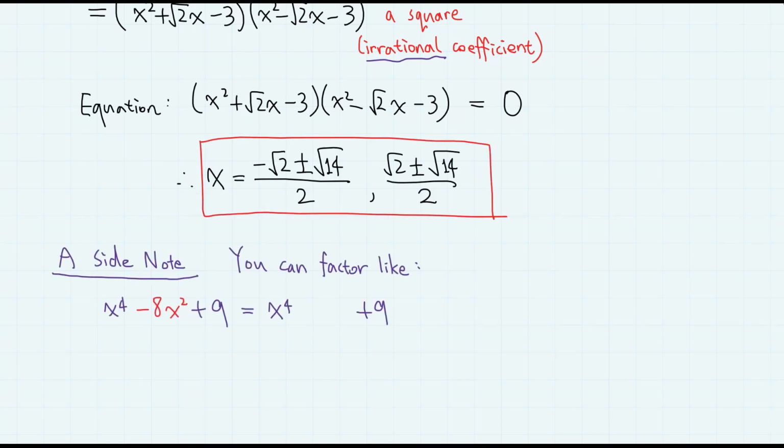A quick side note here. When completing the square, instead of splitting this minus 8 into minus 6 and minus 2, you can also complete the square by splitting this into plus 6x² then minus 14x², which results in x² plus 3 squared minus 14x². This method also arrives at the same roots. You can check yourself if you want.